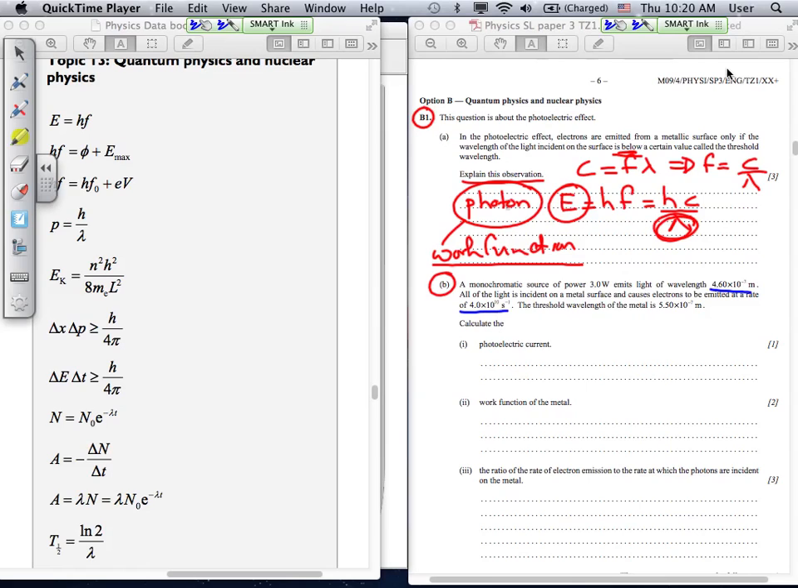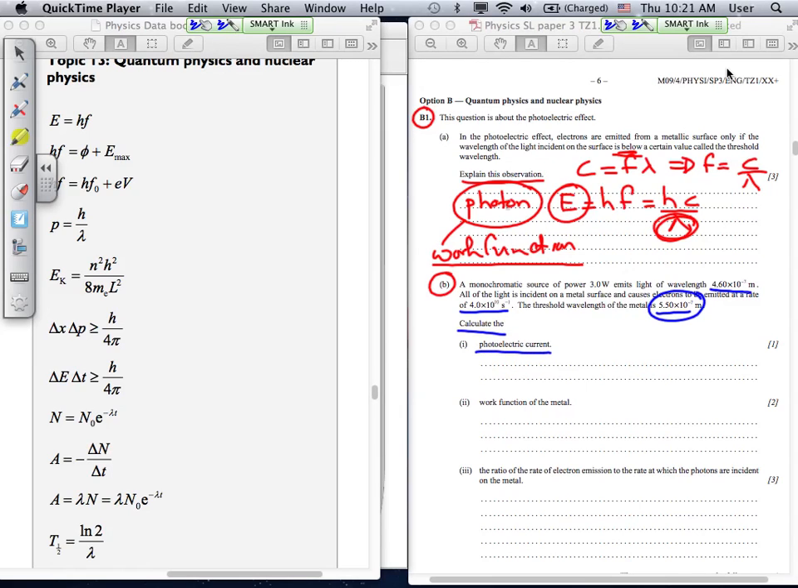The threshold wavelength of the metal is 5.5 times 10 to the negative 7. So that's the maximum wavelength where you will get electrons emitted. If the wavelength is bigger than that, the energy will be too low and no electrons will be emitted. So calculate the photoelectric current.